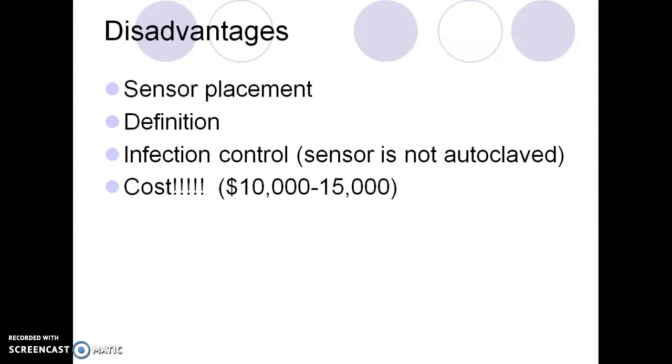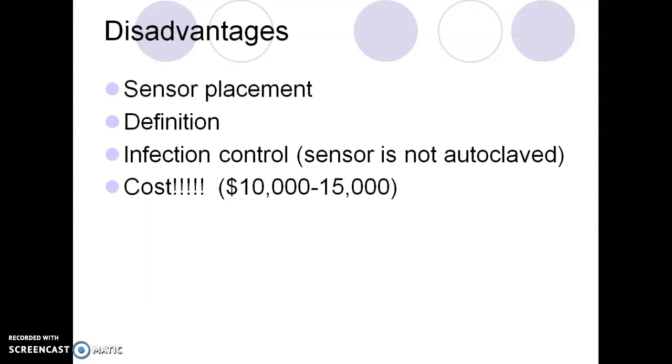Infection control is also a disadvantage because the sensors themselves are not autoclaved. You put a barrier on them, but the barriers tear pretty easily, and then you're just disinfecting rather than autoclaving. So for that reason, since it's a hard item to disinfect, it is listed as a disadvantage.